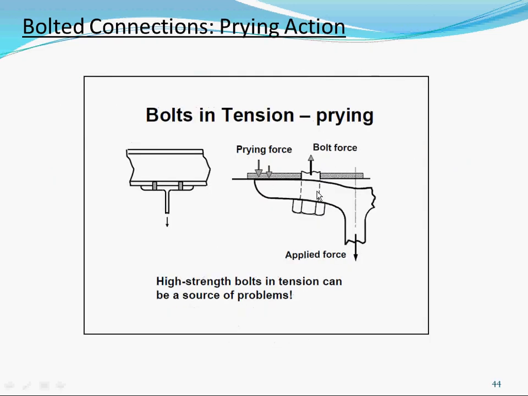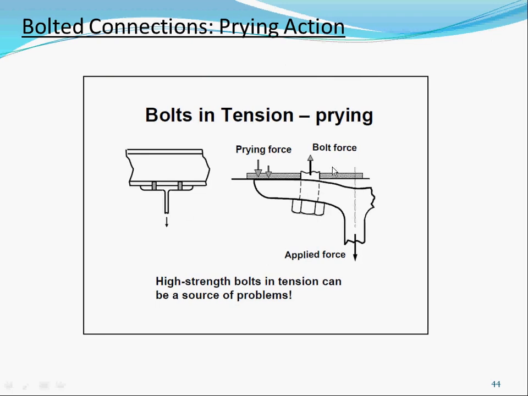Prying action is when you're loading in something like that. It's eccentric, so you're introducing some sort of moment here. With the moment, you have additional bolt force, and that's what prying is. And it could be a high axial load. So when we're checking our end plate here, prying is a concern, and we have to include that in the calculation. We'll show you when we get to a design example where we're including that.